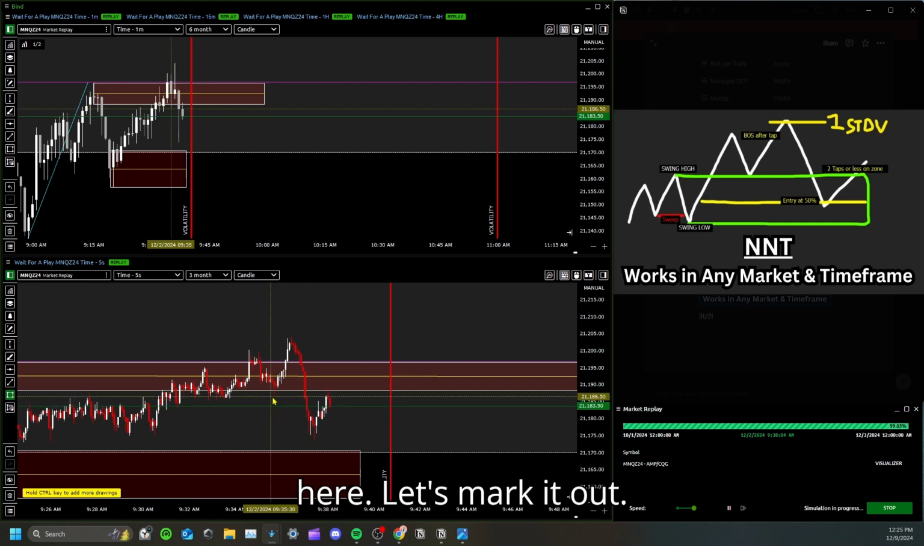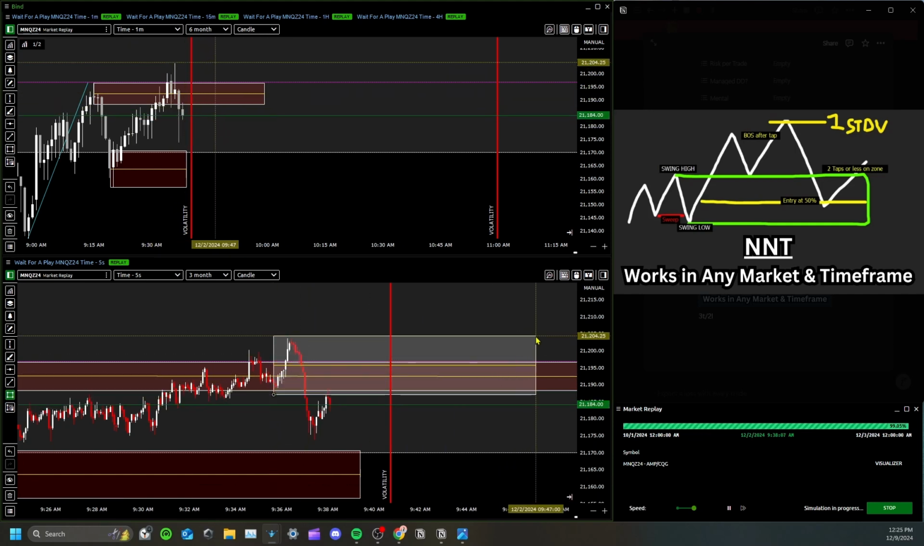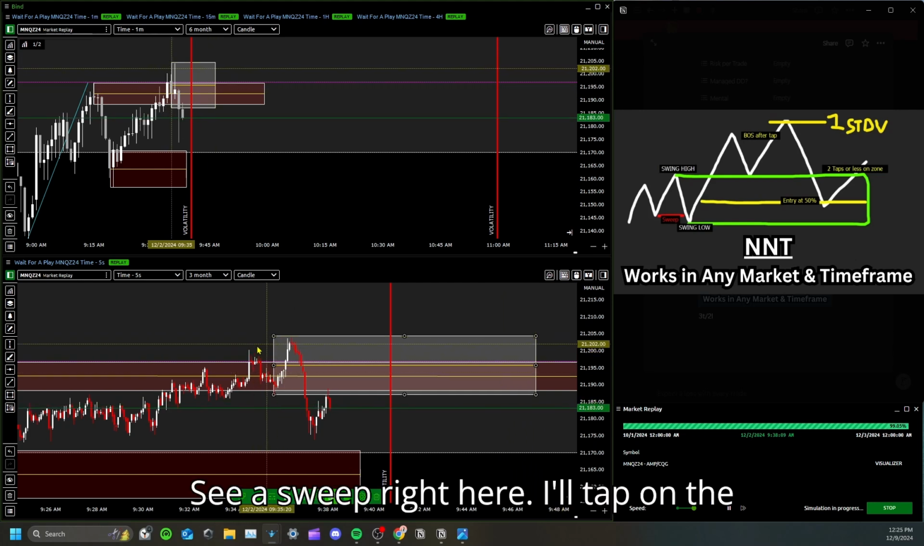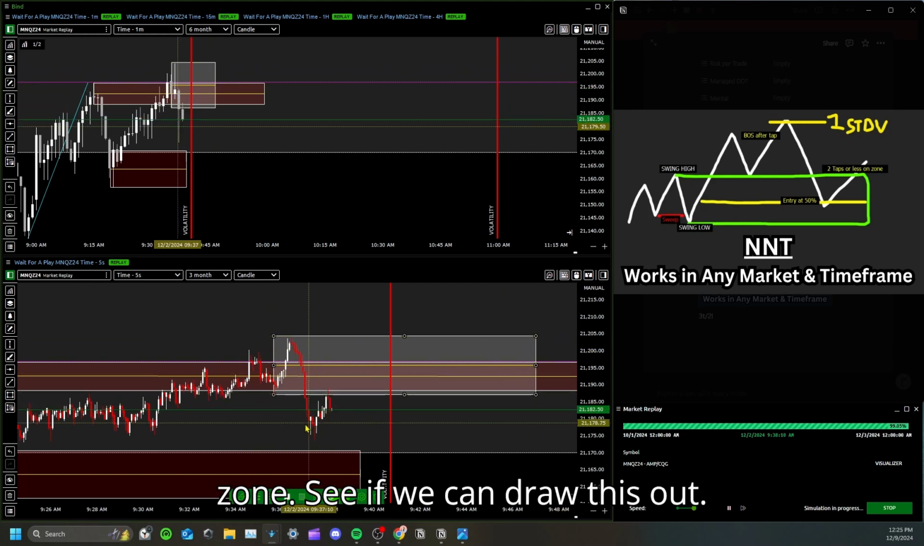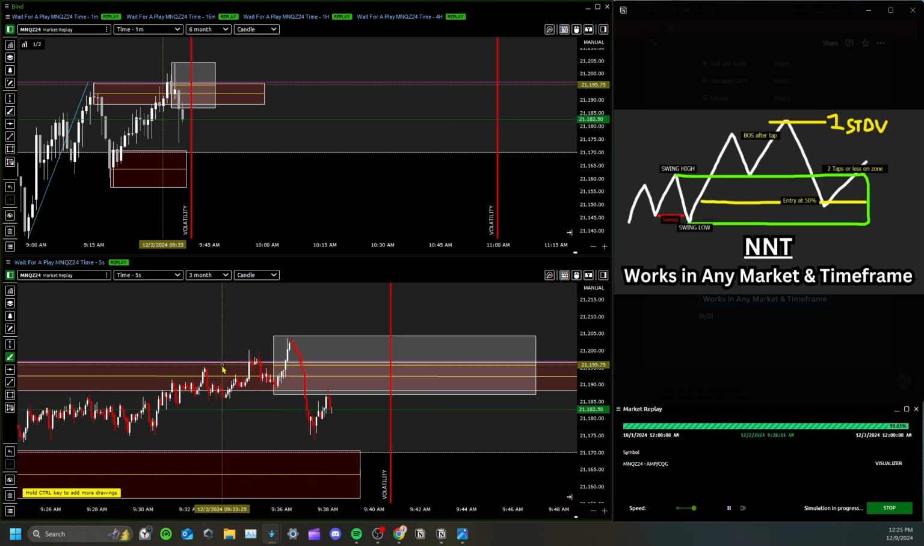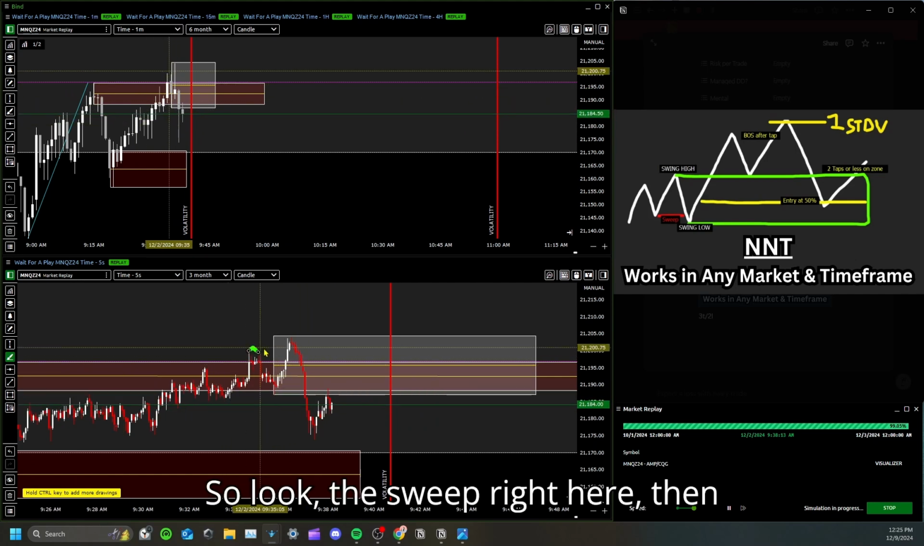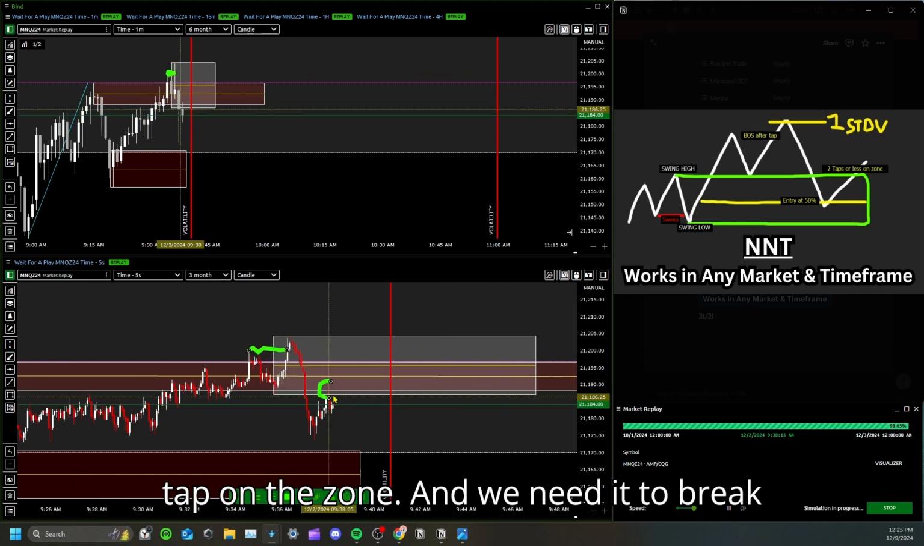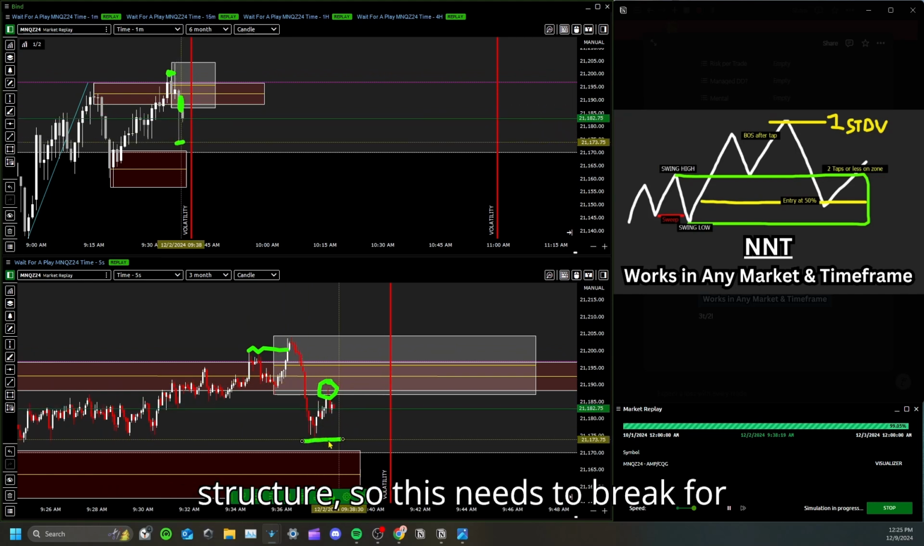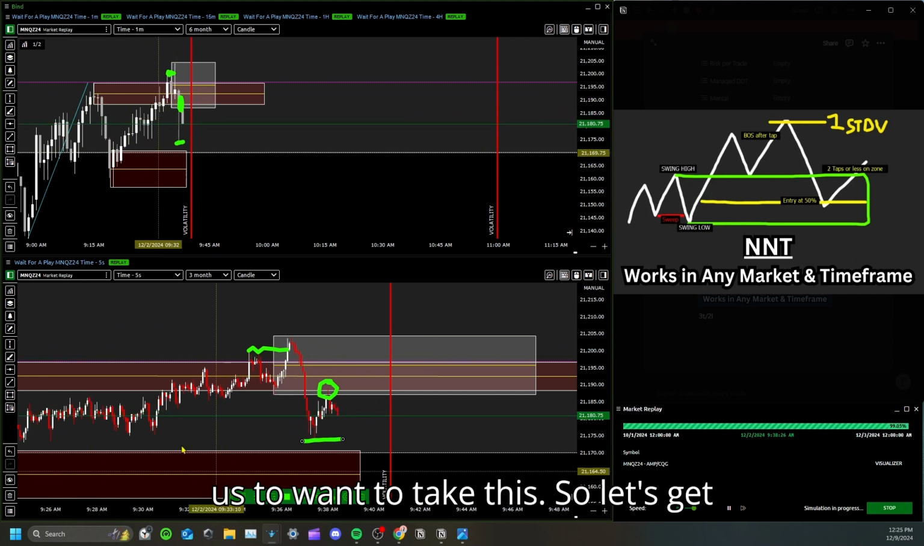So look, I see the setup right here. Let's mark it out. See a sweep right here. A tap on the zone. Let's see if we can draw this out. So look, the sweep right here. The tap on the zone. And we need it to break structure, so this needs to break for us to want to take this.